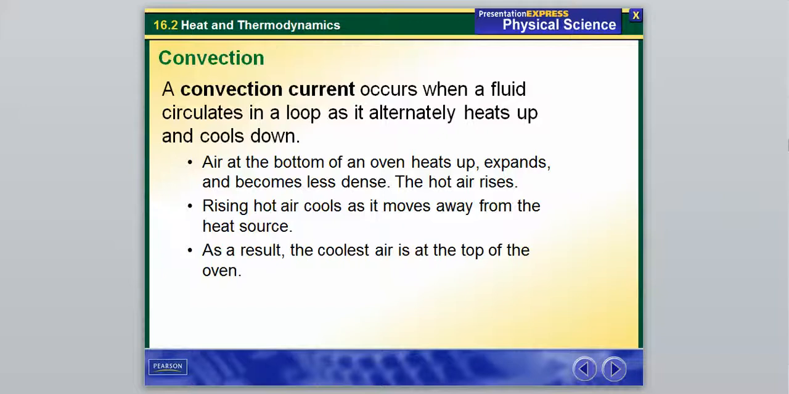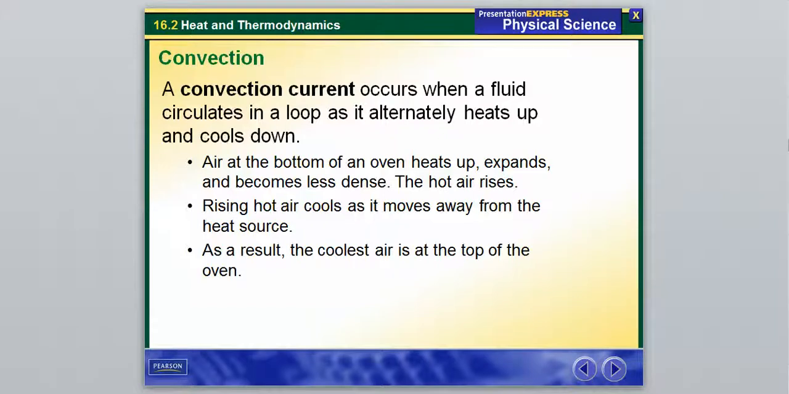So what it means here, again, you probably are aware of this process, but you might not have known that it's called a convection current. An example is in the oven. Air at the bottom of an oven heats up, and therefore it expands and becomes less dense. The reason it expands, we know, is because the particles are moving farther apart. And then the rising hot air cools as it moves away from the heat source.